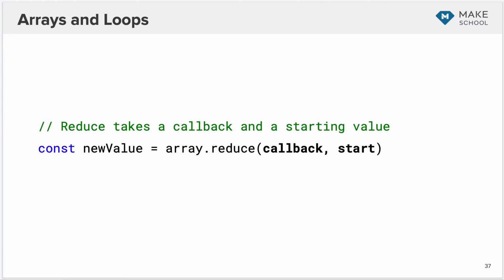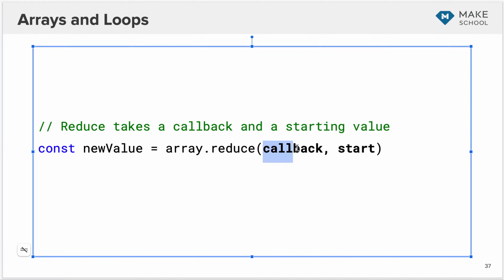So reduce is like map, filter, and forEach, but instead of taking just one parameter, it also takes a second parameter. The first parameter, like with map, filter, and forEach, is a callback function that is run once for each item in the source array. And the second parameter is the starting value. This parameter is actually optional. If you don't include it, the starting value is the first value from the original array.